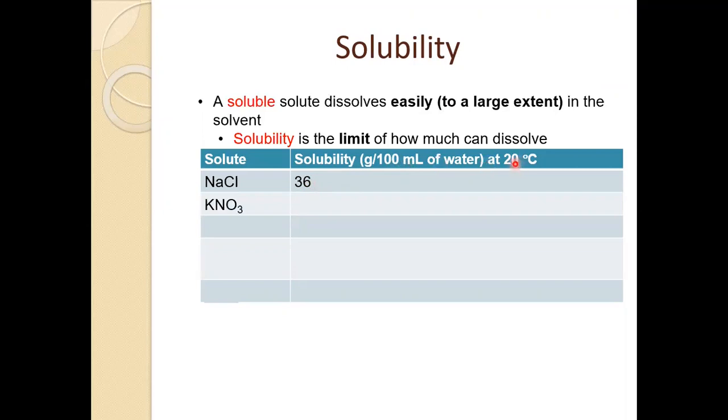Potassium nitrate, another ionic compound, also has a relatively high solubility, about 33 grams per 100 milliliters. But then another ionic compound called calcium carbonate has a solubility of only 0.0015 grams per 100 milliliters of water. So to various extents, all three of these substances will dissolve in water, but we can see that sodium chloride and potassium nitrate will dissolve to a much greater extent than calcium carbonate.